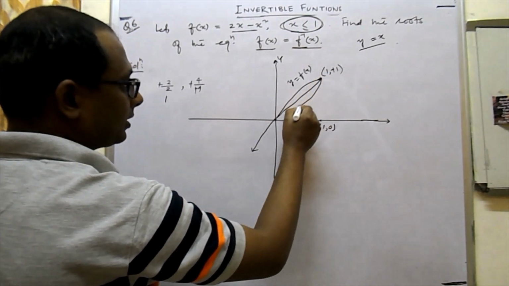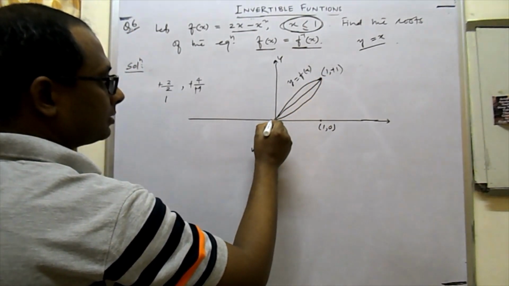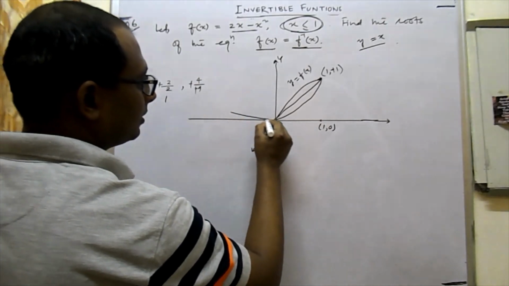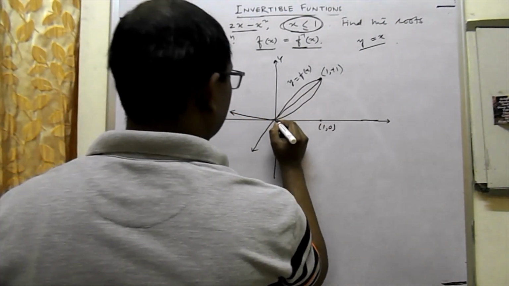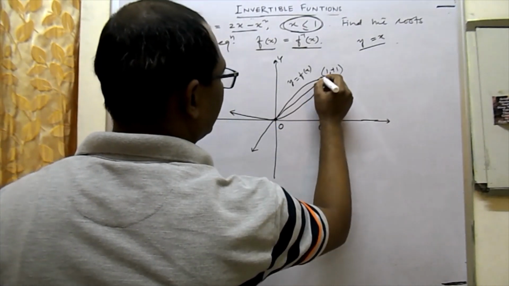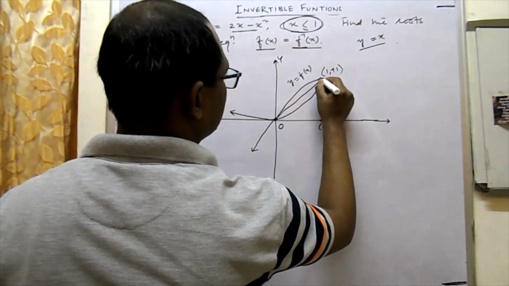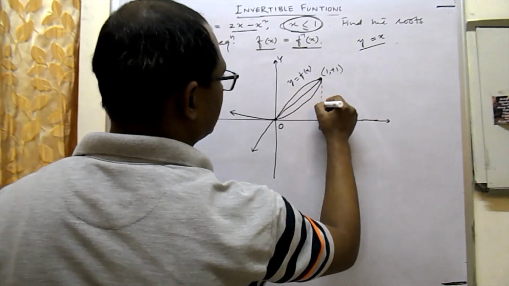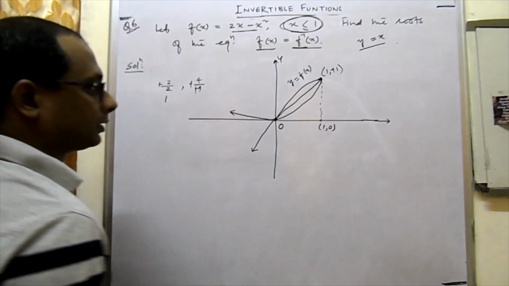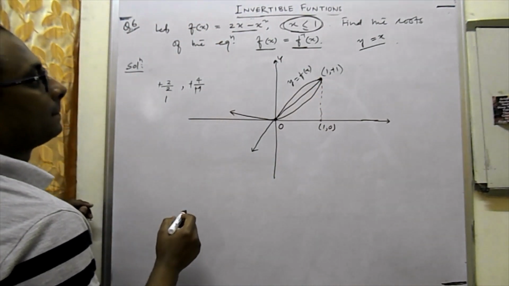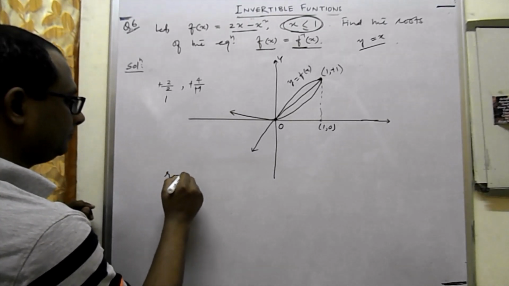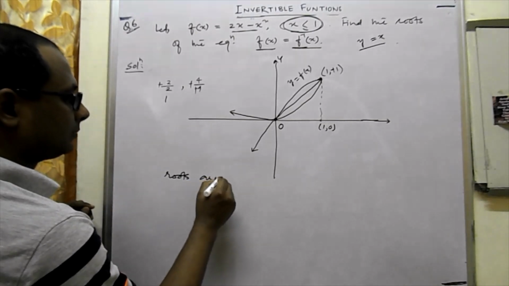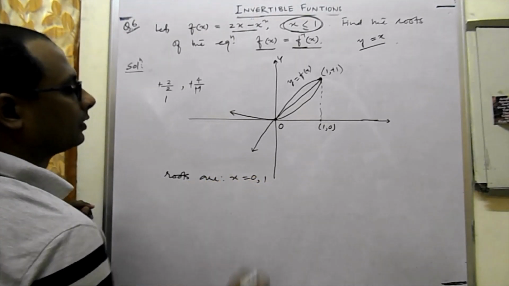This one will be something like this, right? Okay, so both f(x) and f inverse of x are intersecting when x equals 0 and x equals 1. So the solution is the roots of the equation. Roots are x equals 0 and 1.